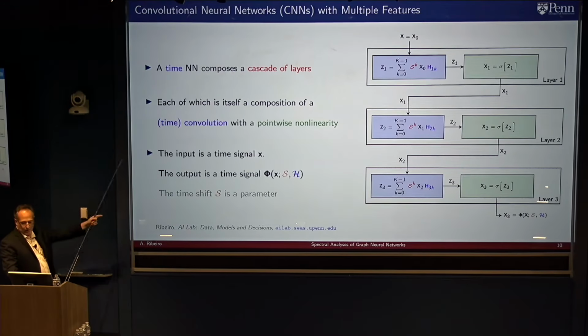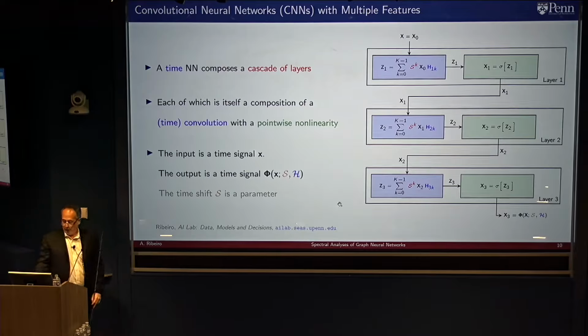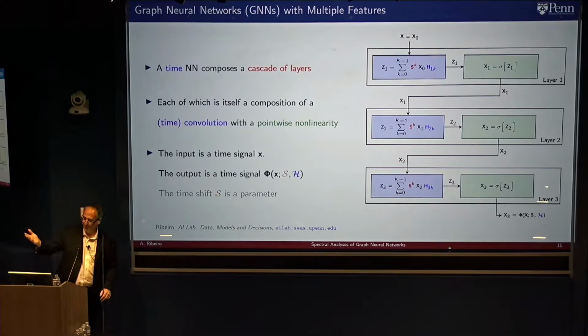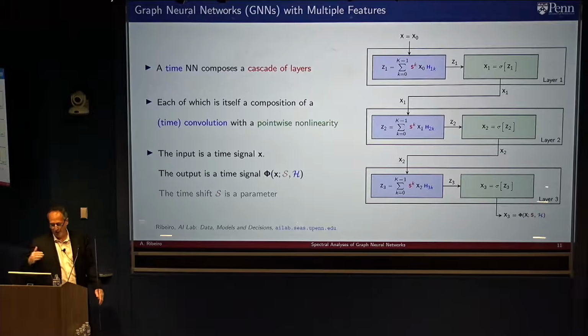Okay, now that's a graph convolution. This is a CNN with multiple features. A GNN with multiple features changes the convolutional layers into graph convolutions with multiple features. Good.